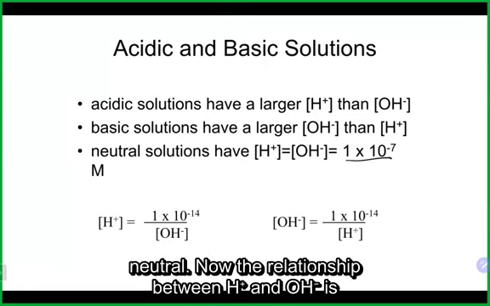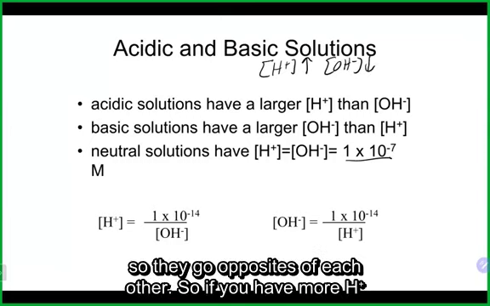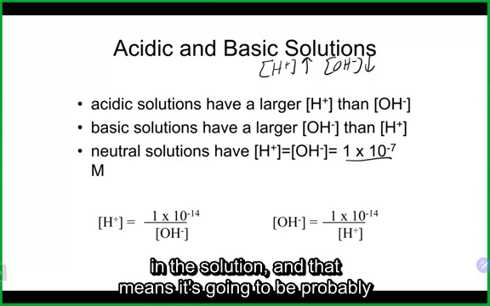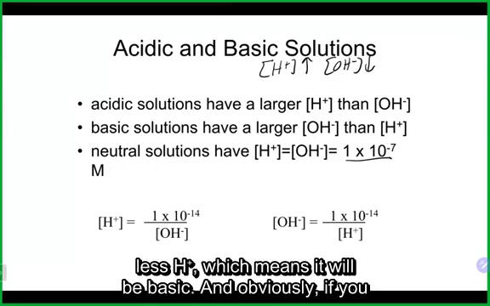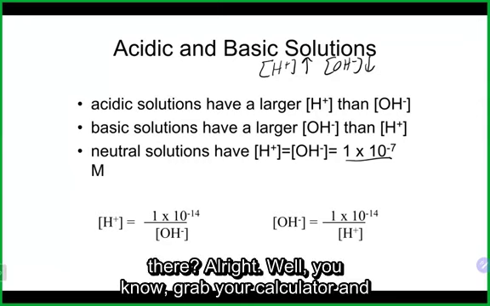Now, the relationship between H plus and OH minus is this: as one goes up, the other goes down. So they go opposite of each other. If you have more H plus in the solution, you're going to have a lot less OH minus in the solution. And that means it's going to be probably more acidic. And if you have more OH minus, you will have less H plus, which means it will be basic. And obviously, if you have equal amounts, it will be neutral. Any questions on that?